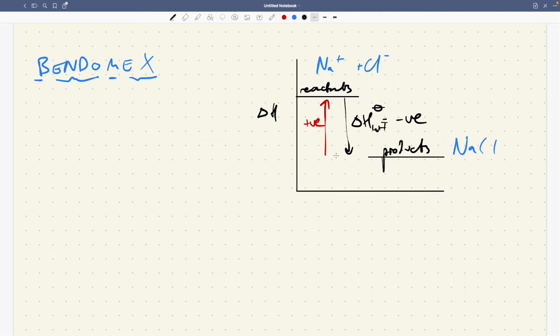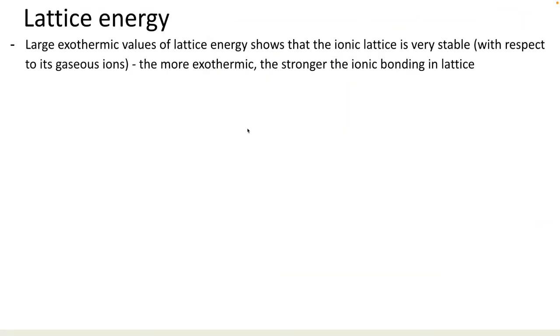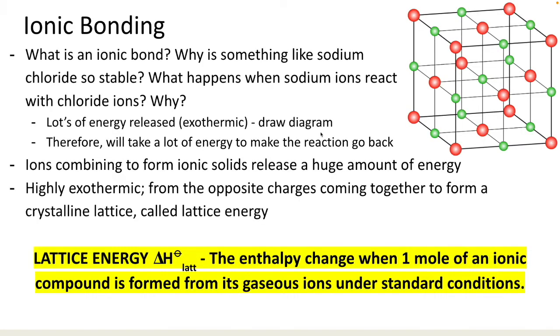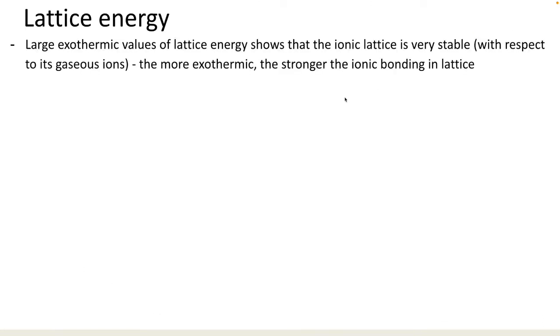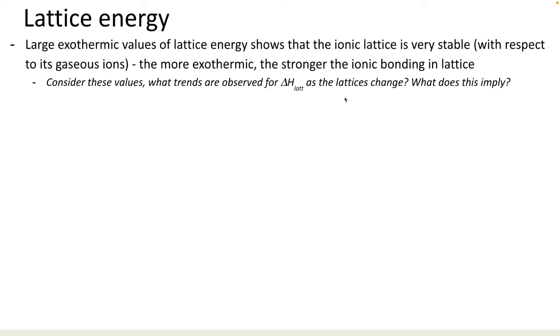It's very stable because it's going to take a very large amount of energy to go in that opposite direction, as we keep on saying, with respect to its gaseous ions, because that's what we're putting as the reactants on the left-hand side there. So, the more exothermic, the stronger the ionic bonding in the lattice. The larger that ΔH value is, or the more negative perhaps, the larger the magnitude of the negative value, it implies the stronger that lattice is, because more energy is given off when the lattice is formed.